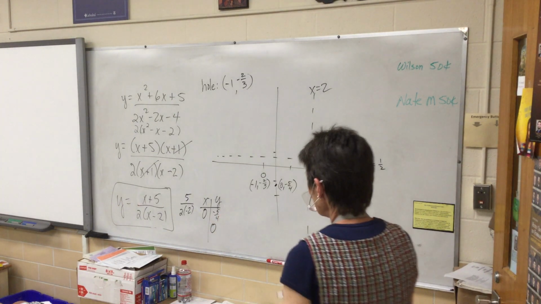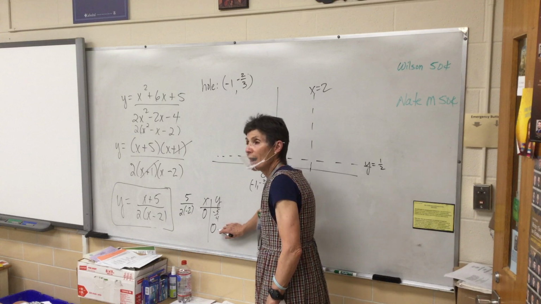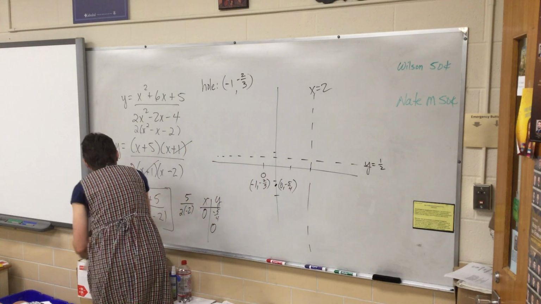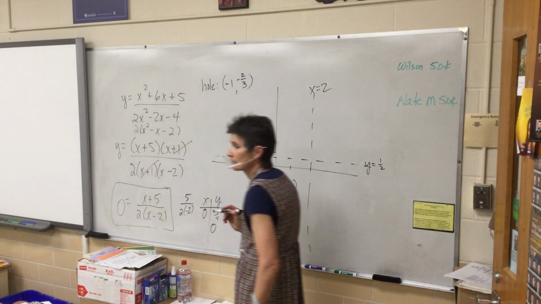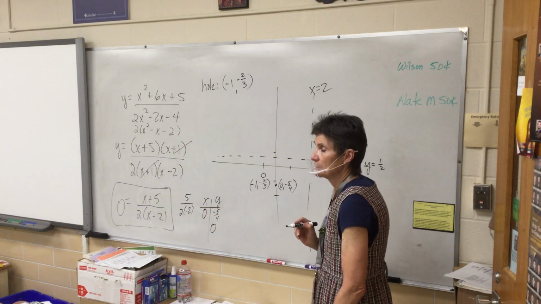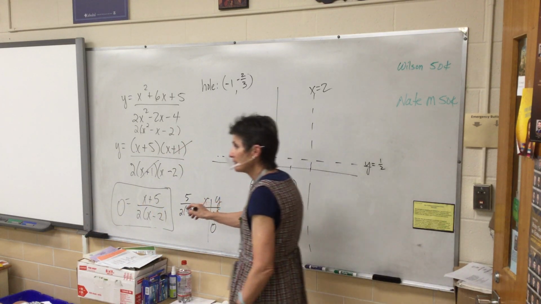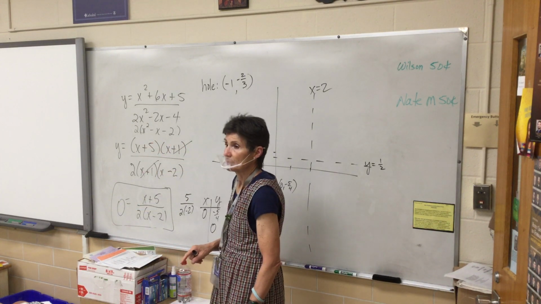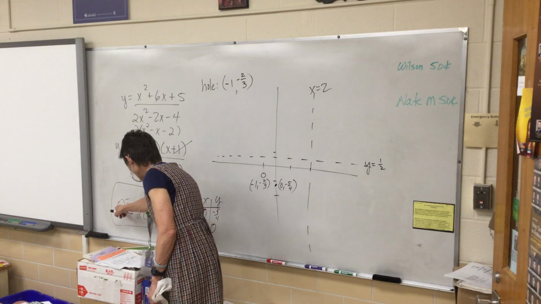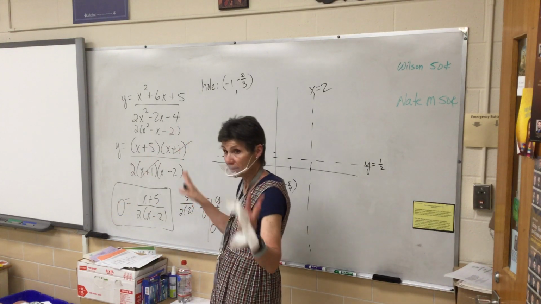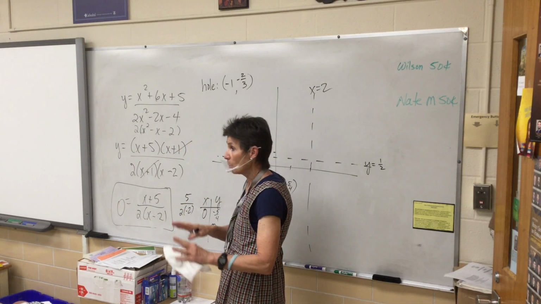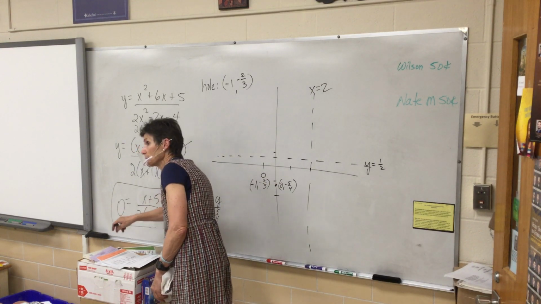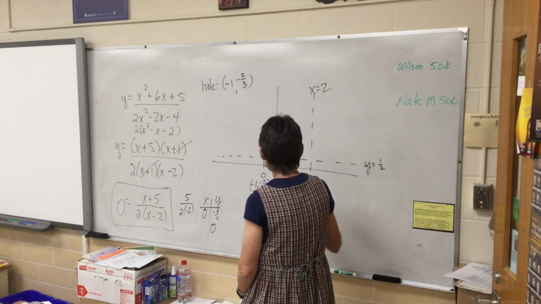Now, x-intercept, I need to let y be 0. So I'm just going to put a 0 right here. Now, to solve that, I'm going to clear the fraction. So when I multiply this over here, it's going to go away, right? So what value of x is going to give us -5?